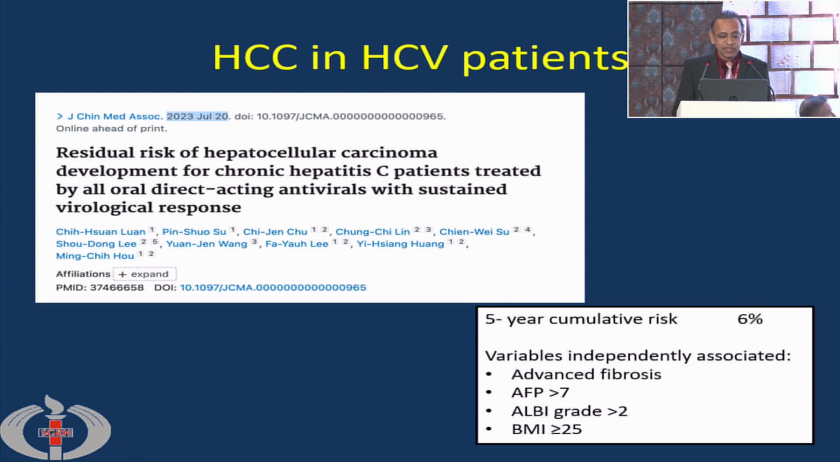Now talking about HCV, we now encounter mainly patients whom, with the help of direct-acting antiviral agents, we have cured of hepatitis C. So what is their residual risk of HCC? According to this study, which was published just a few days back on 20th July, the 5-year cumulative risk of HCC in patients with hepatitis C who have been cured with oral direct-acting antivirals is now 6%. And the variables which are independently associated with HCC risk are advanced fibrosis, higher AFP level after direct-acting antivirals, higher LB grade, and higher BMI.